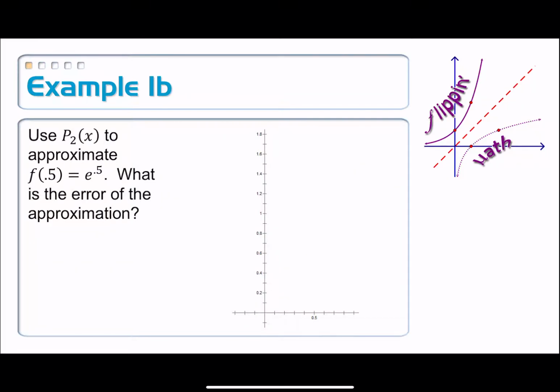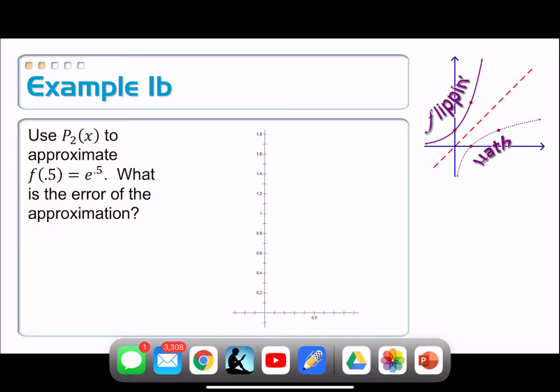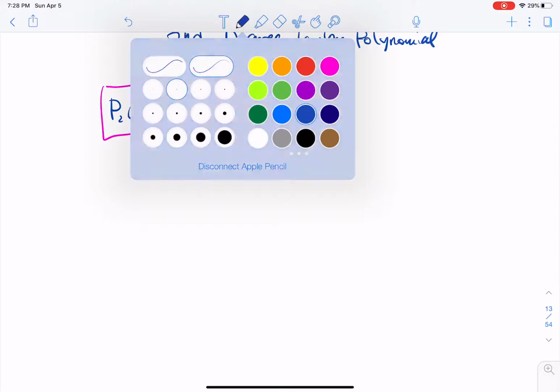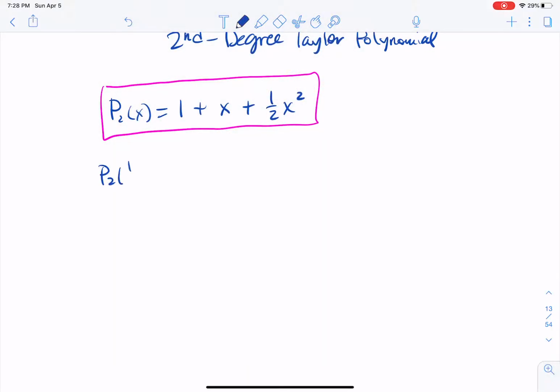Okay, so we used the tangent line to approximate the value of a function. We're going to use the second degree Taylor polynomial to do the exact same thing. Use p sub 2 of x to approximate f of 0.5, so in other words, the square root of e. And then what's the error in our approximation? Okay, let's come back over here, and we want to find p sub 2 of a half.